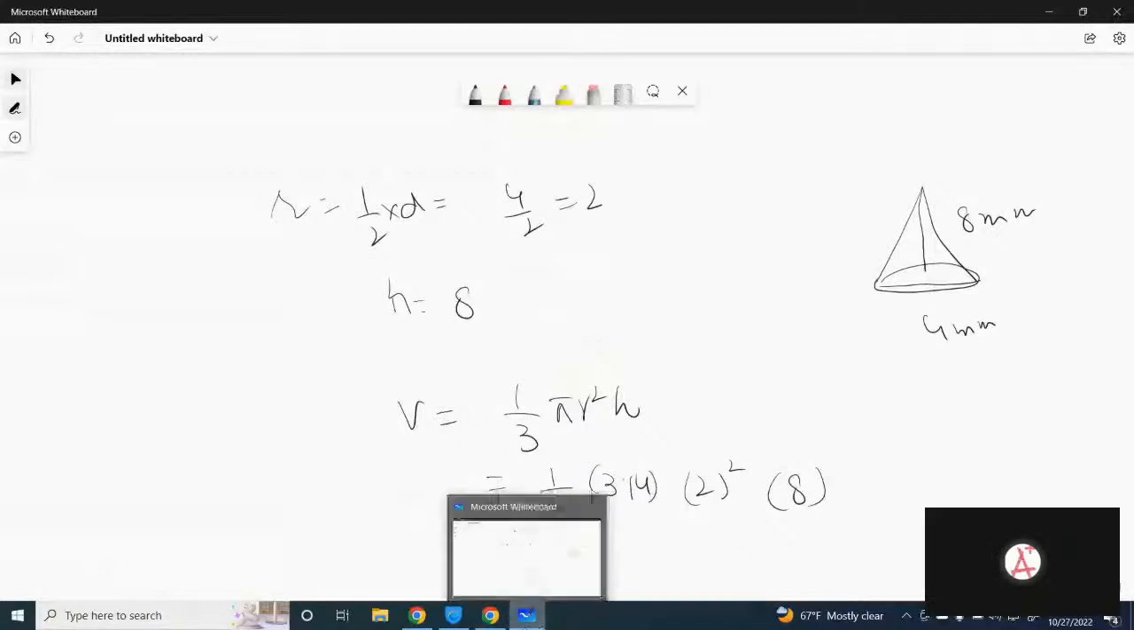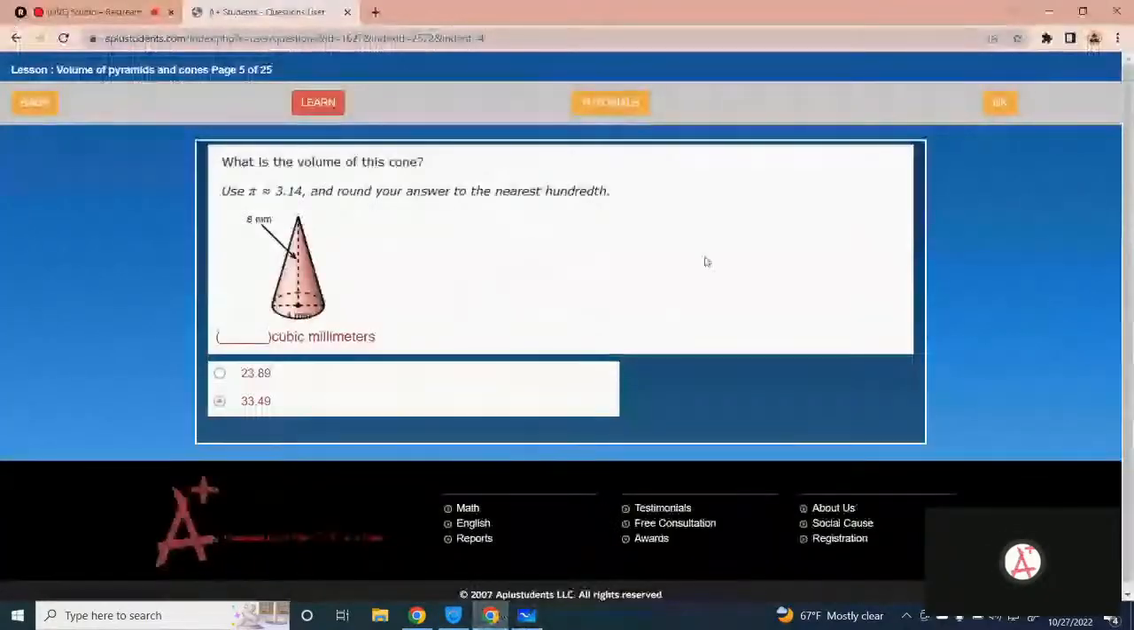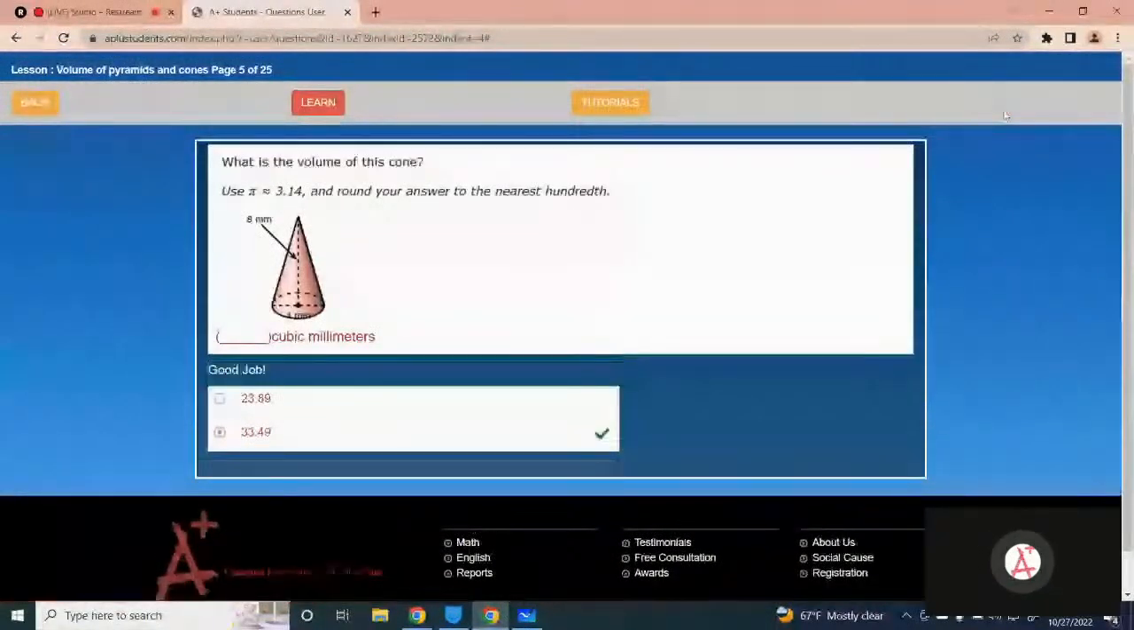Got it? So the correct option is 33.49. So just select the correct option and click on the OK button. Okay, so you can complete the test by yourself later today. I'm just moving on to the next topic.